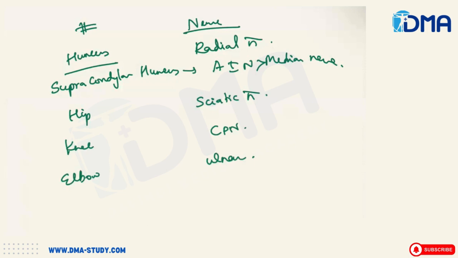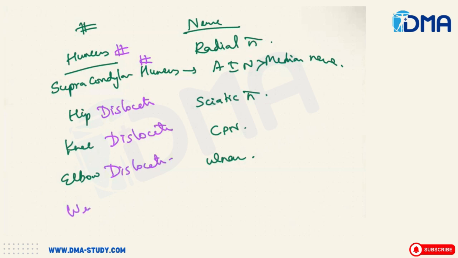I think I made a mistake. These are all fractures, and this is dislocation. Whenever there is a hip dislocation, sciatic nerve injury is expected. Knee dislocation, common peroneal nerve injury. Elbow dislocation, ulnar nerve injury. Whenever there is a wrist dislocation, there are chances of median nerve injury.